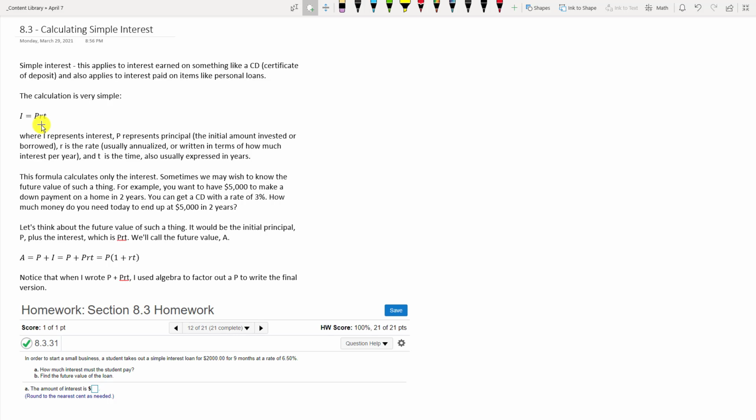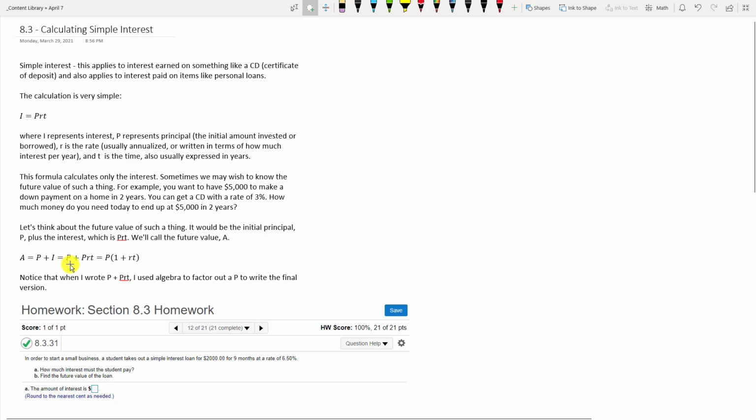This only calculates the interest, but sometimes you wish to know the future value. Let's say you put $5,000 in a CD for 2 years and you have a 3% rate, what will that money be worth? And so for that future value, you look at your initial principal plus your interest, and we know the interest is principal times rate times time.